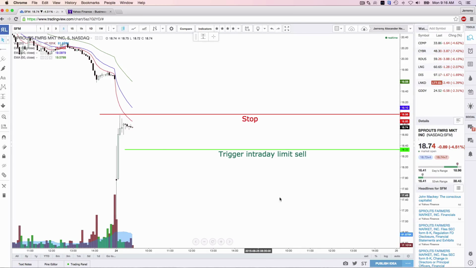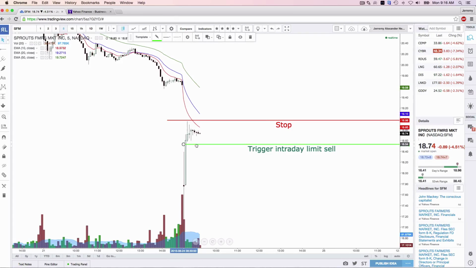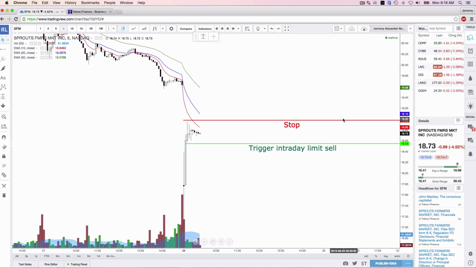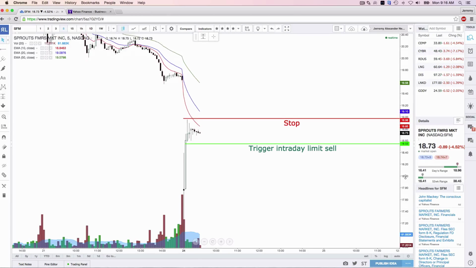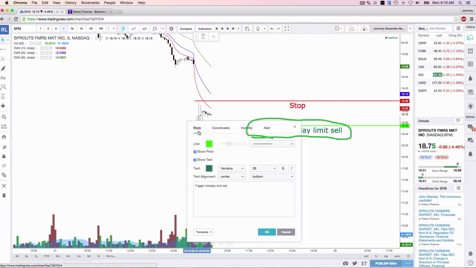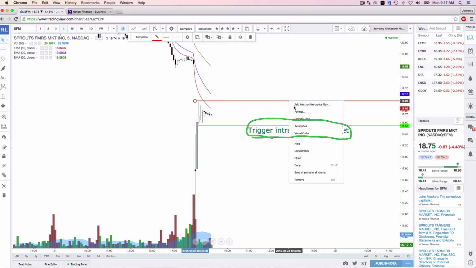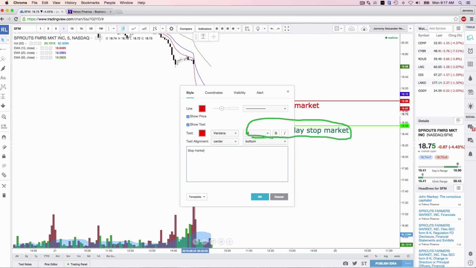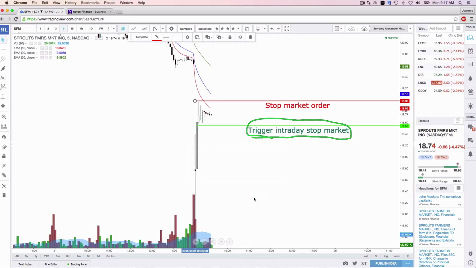So Brad says, I like Sprouts Farmers Market, 1858. I'll do 1855. And again, this is for let's say 1898. So here's the two prices. If this is an intraday limit sell, we'd come in here, we'd format, and we could literally say trigger intraday stop market order. And this would also be a stop market order. Now, as of right now, we're not in this trade.